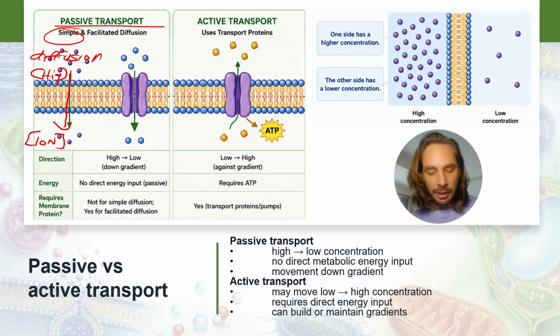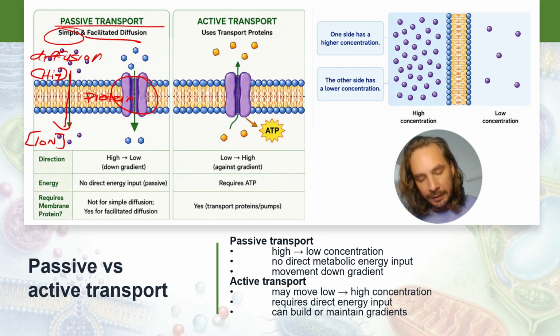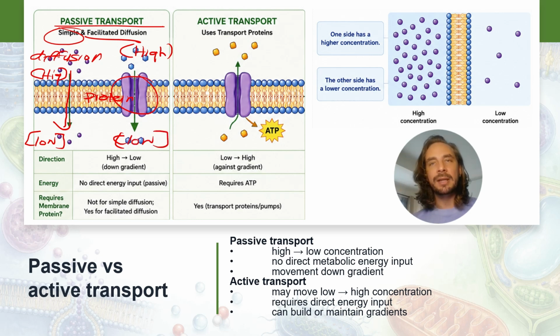Sometimes it needs to be facilitated. And if it's facilitated, it is helped along with a protein, like a protein channel. But no energy is required because it's moving from a high concentration to a low concentration. It's just getting some assistance moving through the membrane because this molecule might be charged.